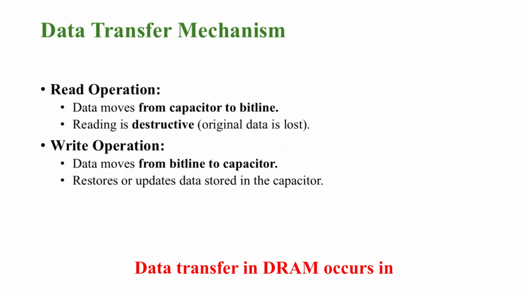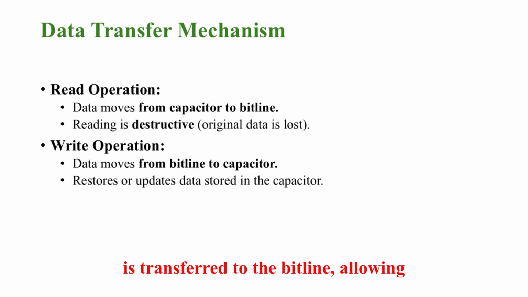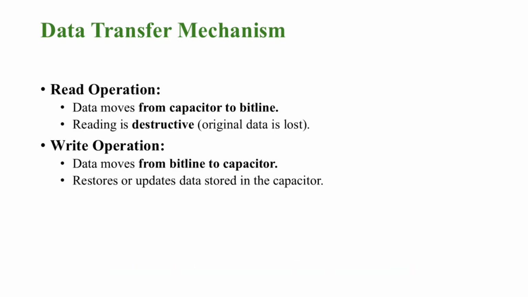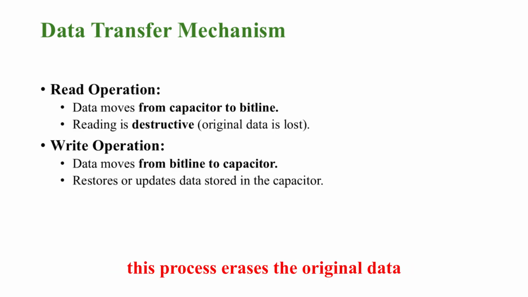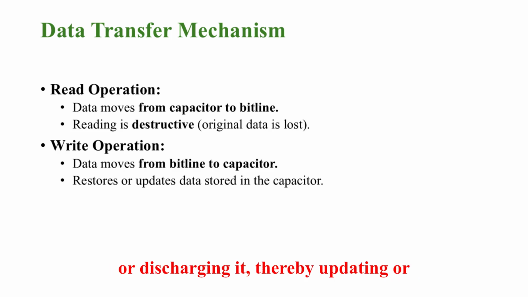Data transfer in DRAM occurs in two distinct operations. During a read operation, the charge from the capacitor is transferred to the bit line, allowing the stored value to be detected. However, this process erases the original data stored in the capacitor, which we call a destructive read. During a write operation, data from the bit line is written to the capacitor, either charging or discharging it, thereby updating or restoring the bit value.